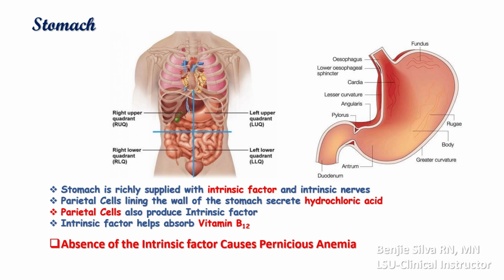Both mechanical and chemical digestion take place in the stomach. The stomach is also richly innervated with intrinsic nerves. Parietal cells lining the wall of the stomach secrete hydrochloric acid, whereas chief cells secrete pepsinogen, a precursor to pepsin, a digestive enzyme. Parietal cells also produce intrinsic factor, a substance that aids in the absorption of vitamin B12. Absence of the intrinsic factor causes pernicious anemia.